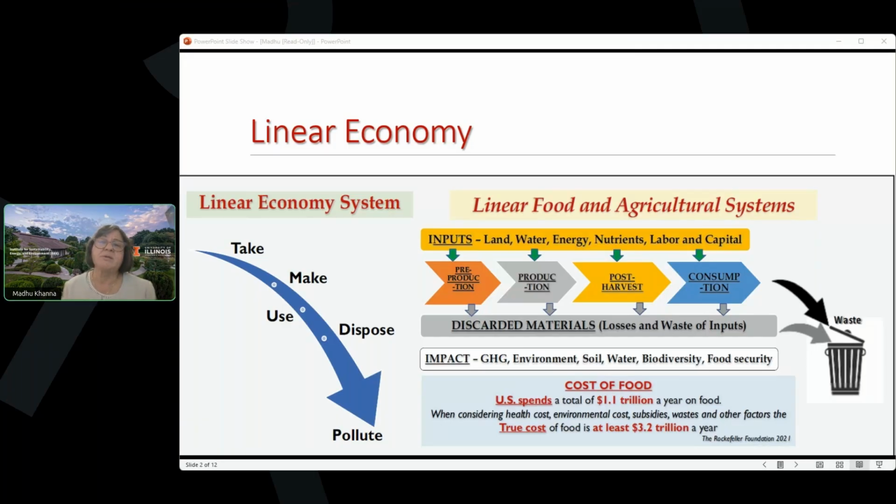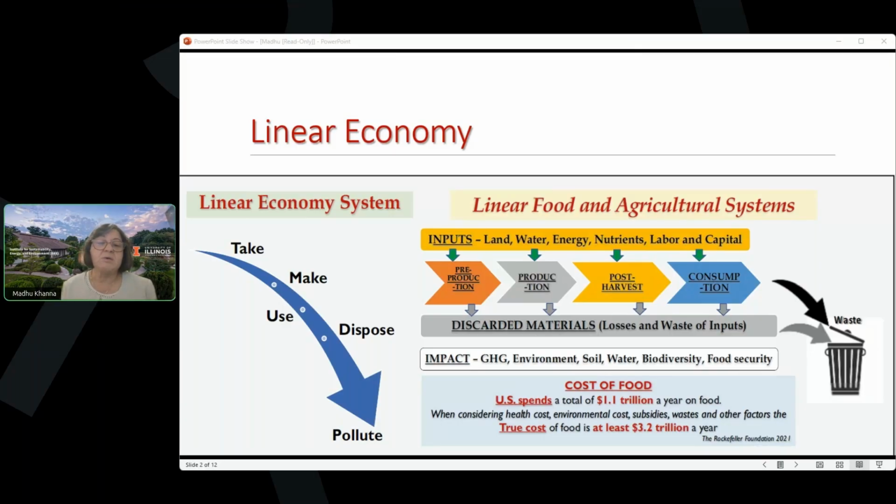And in the U.S., it's estimated that we spend about $1 trillion a year on food and meeting our demands for agricultural products. But when we consider the impacts of this food system on different parts of our society, including rising healthcare costs, climate change, biodiversity loss, and water quality implications, then the true cost of food production is at least 3 times larger, so about $3.2 trillion a year.